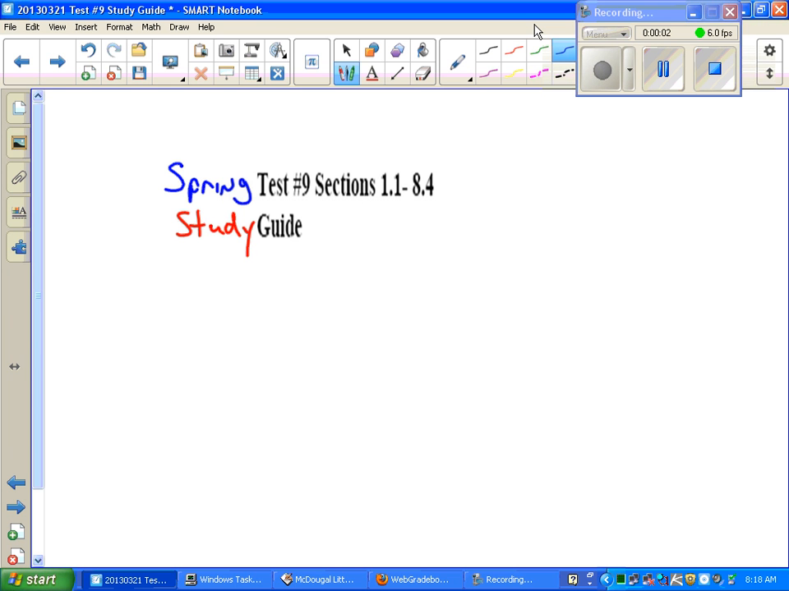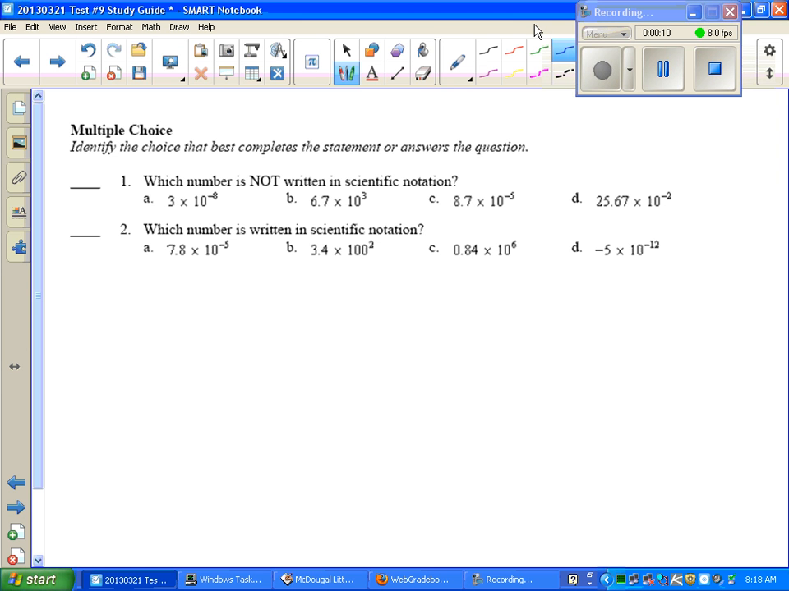This is spring test number 9, sections 11 through 84. We worked through scientific notation in the study guide. First question says which number is not written in scientific notation. The key to this is the number has to be between 1 and 10. That's your key, between 1 and 10.